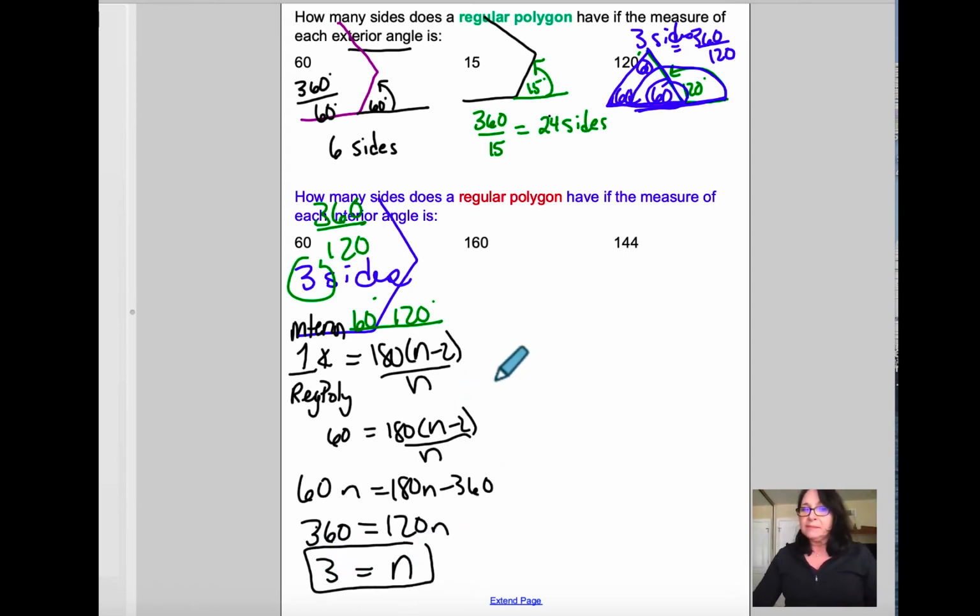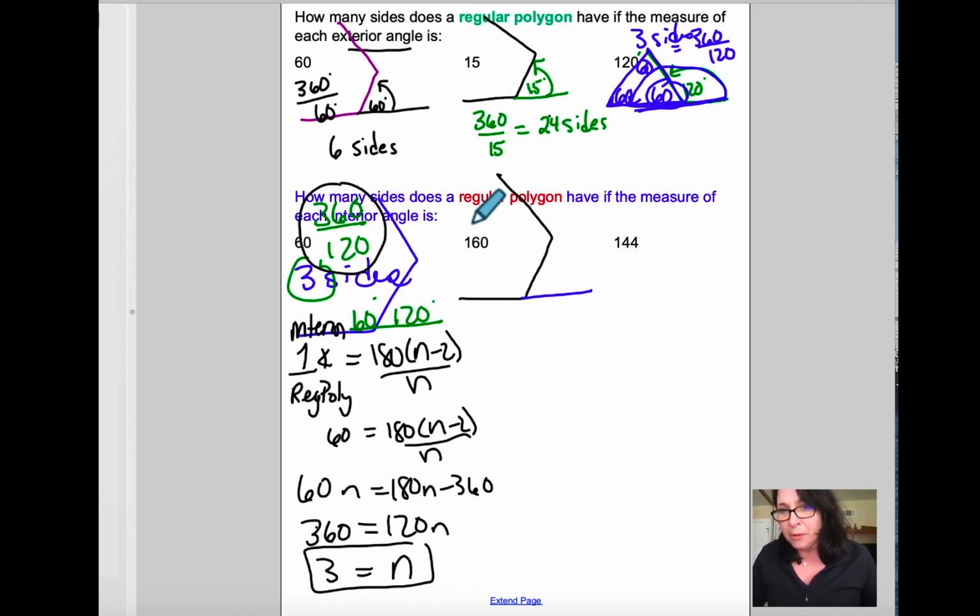So again, you absolutely can do this. This is the work for this problem. Or you can use the exterior angles, which is, I think, a little bit quicker, but it's your preference. So for the next problem, I'm going to make a little facade again.